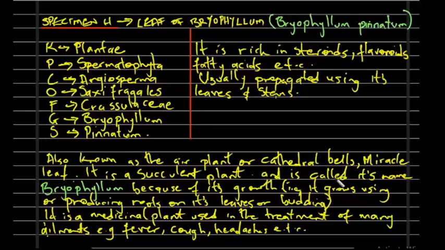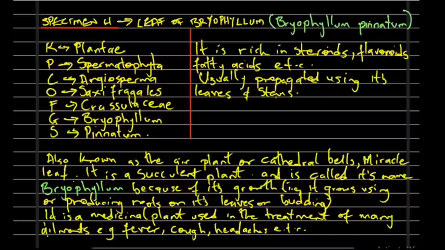It is also known, like I said, as the cathedral bell, the miracle leaf, etc. It is a succulent plant, meaning it has an enormous amount of fluid or water in it, and its name, Bryophyllum, comes from its growth. That is, it produces its roots on its leaves or during budding. That is basically how it carries out its reproduction or propagation. It is a medicinal plant used in the treatment of many ailments such as fever, cough, headaches, etc.